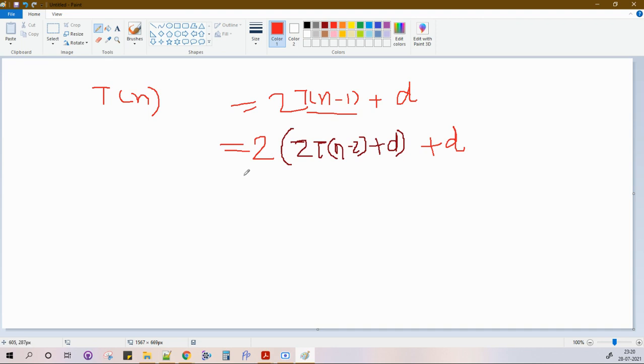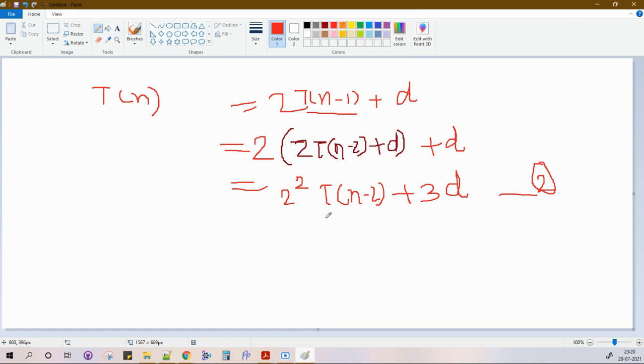So if I solve it now, I will get something like this. 2 multiplied by 2, it is nothing but 2 square. Don't write 4, because this will be really useful while generalizing it at the kth iteration. So 2 square t of n minus 2 plus 2 into d plus d. It is nothing but 3d, 2 plus 1. So at the second step, I am having something looking like this.